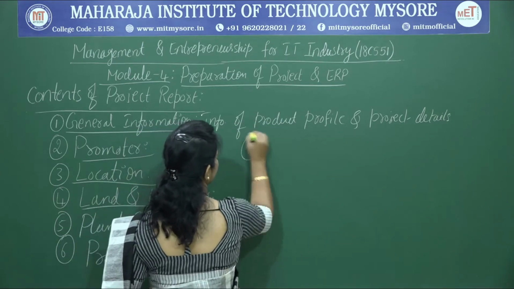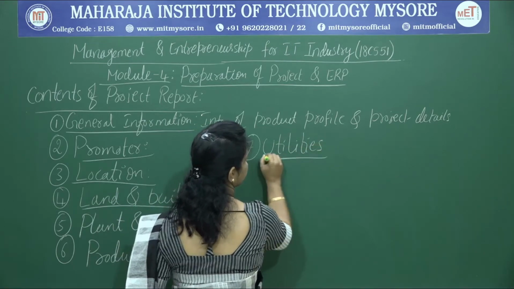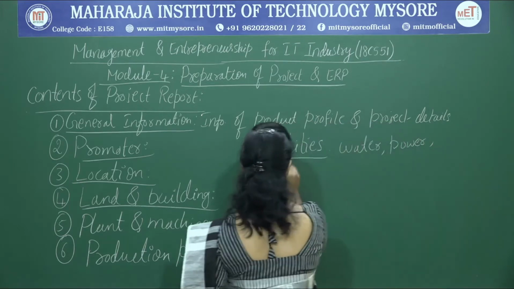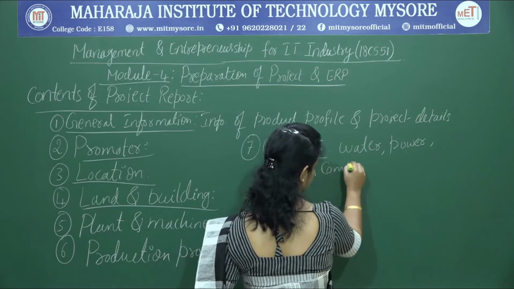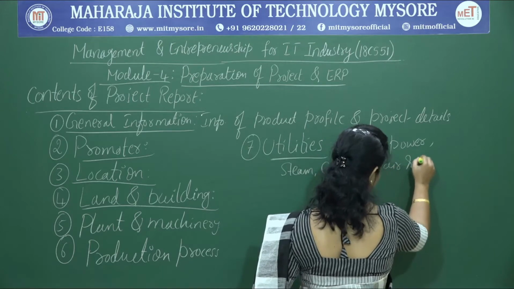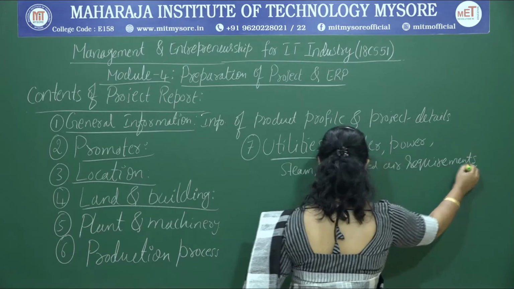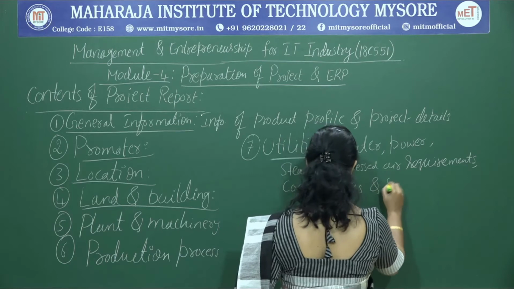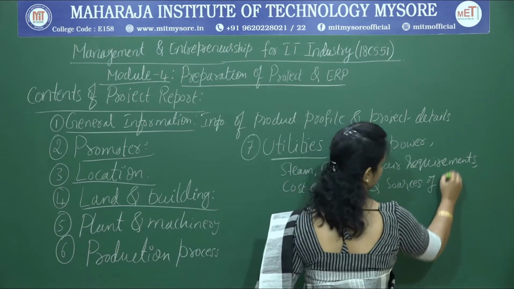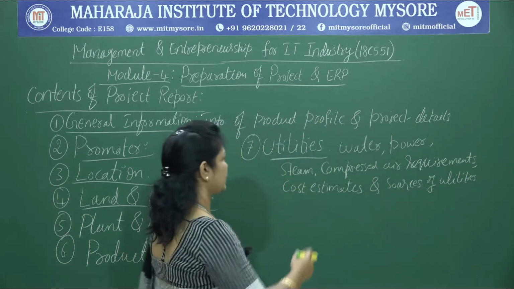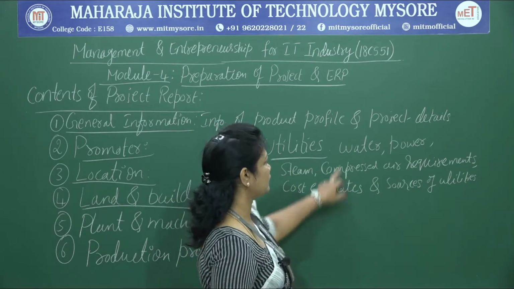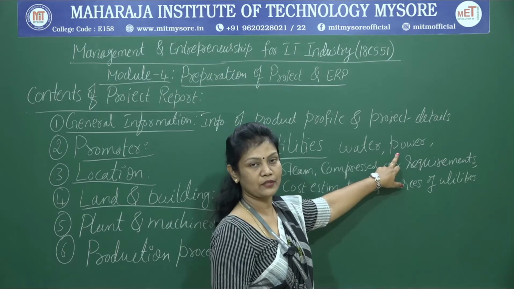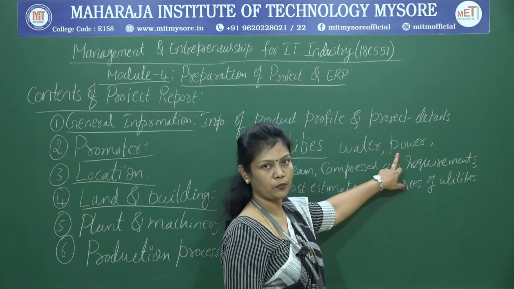Next one, that is the seventh one, is utilities. Under the utilities, they have to mention how much water requirement there is for the organization in order to carry out its day-to-day operations, how much power supply they are in need of, what is the availability of power supply they will be having, and also what is the source of obtaining the power.